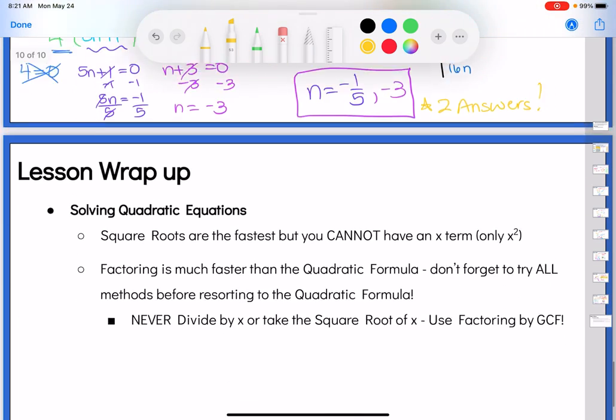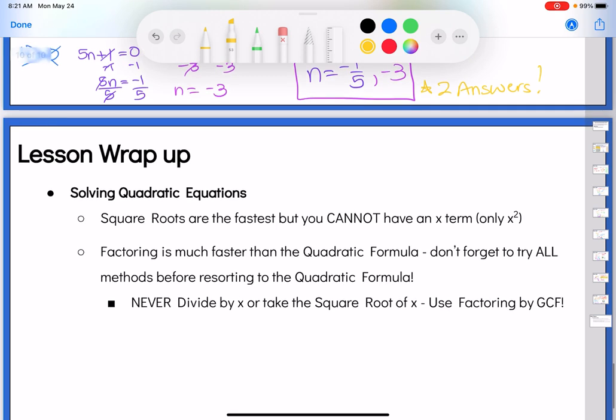All right, guys, that was a lot to review, but you can do it. You've done it a lot last year, so you've got this. Remember, x squared and no x is square roots. If you have an x squared and an x, factor. Yeah, if you can't get the factoring to work, there is a quadratic formula, but I promise you, you will make less mistakes if you factor it. So just practice your factoring, okay? And never divide by x, or never take the square root of x. Use that GCF, okay? Those are the sneakiest ones. You can do it.